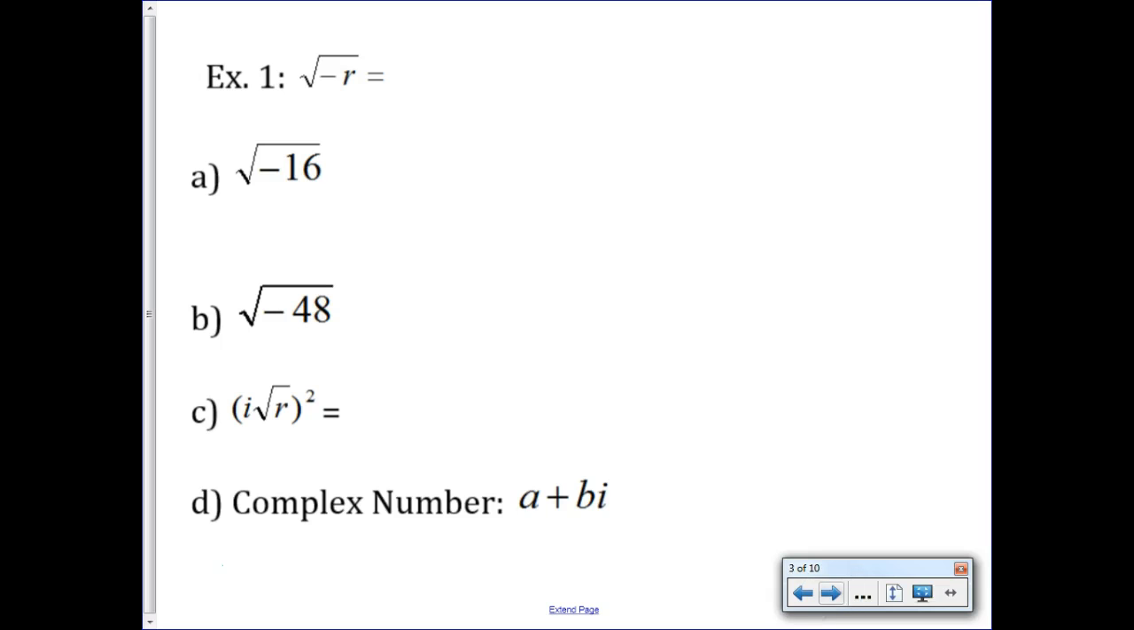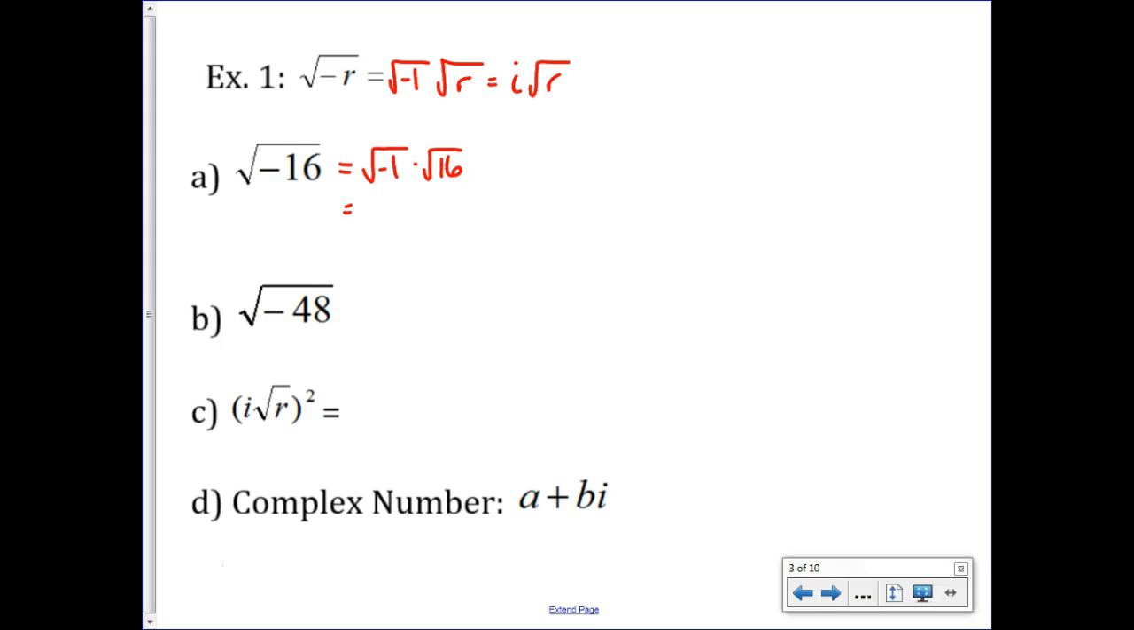All right, so then if we know that the square root of -1 is i, then the square root of any negative number, r, is the same as the square root of -1 times the square root of that r value. So then we know that we have i times the square root of that real number. So the square root of -16 is the same as saying the square root of -1 times the square root of 16.